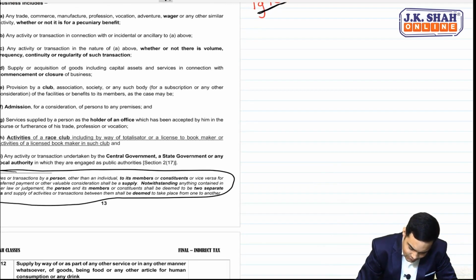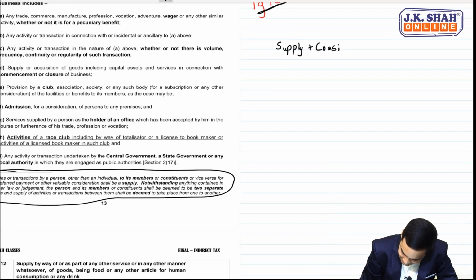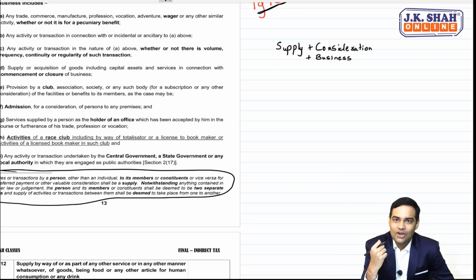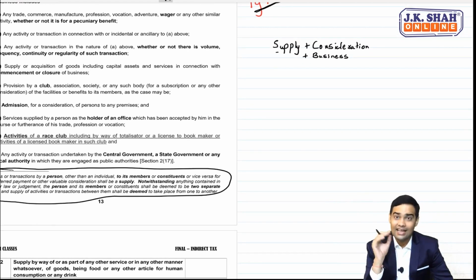Three important conditions for GST to apply: supply plus consideration, and third one being in the course or furtherance of business. Now, if these three conditions are satisfied, then GST is applicable on a transaction. Now, they defined this association and members part in the supply portion, saying that an association providing any service to members or supplying any goods to its members would be liable to GST. They amended the definition of supply under section 7 and added this particular point.